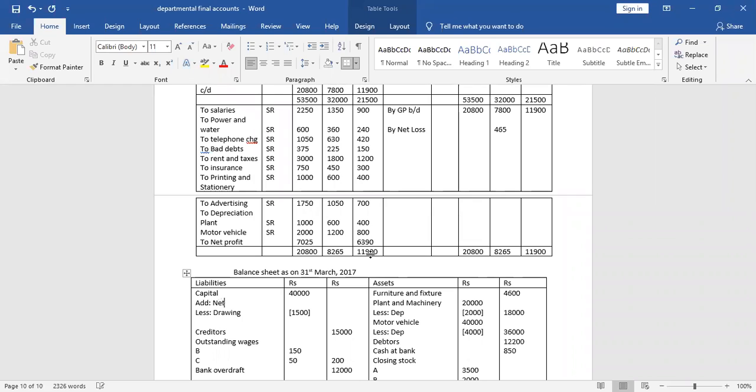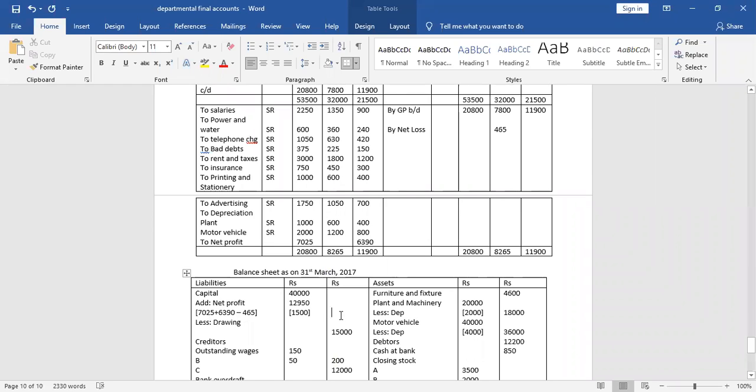So add net profit. How will we get this net profit? What you will have to do, 7025 plus 6390 minus 465, and you will understand what the net profit is. It is 12,950. Are you getting this amount? How did we get 12,950? We added 7025 plus 6390 and subtracted 465.